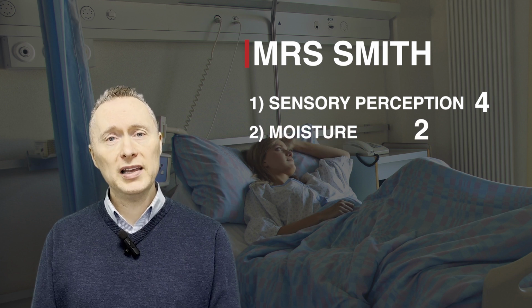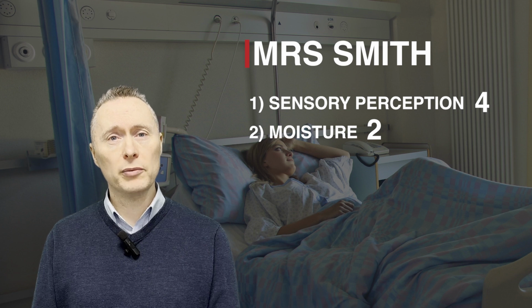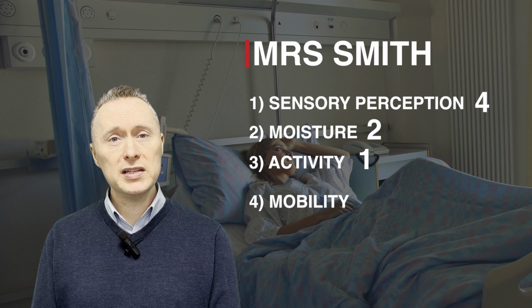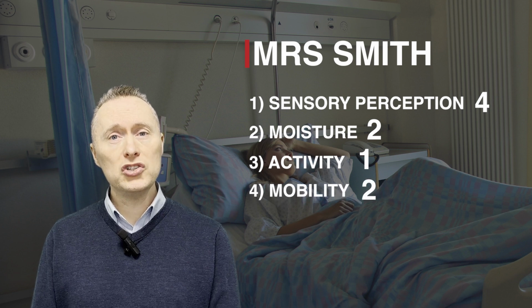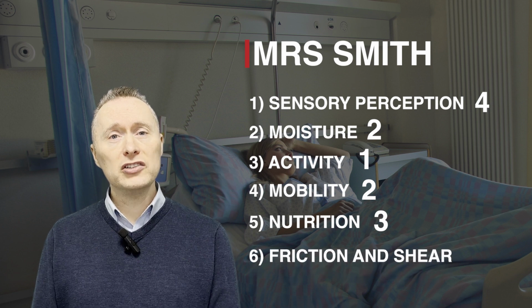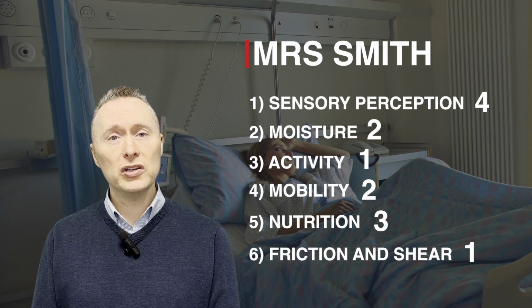For moisture, they allocated 2 points because there was sometimes some moisture on her skin, but not all of the time. For activity, they allocated her 1 point because she was bedfast and she was confined to her bed. For mobility, they allocated 2 points because she had very limited mobility and she could make slight changes in her body position. For nutrition, they allocated 3 points because clinically it was decided that she had adequate nutrition. For friction and shear, she was allocated 1 point because she required maximum assistance in moving.